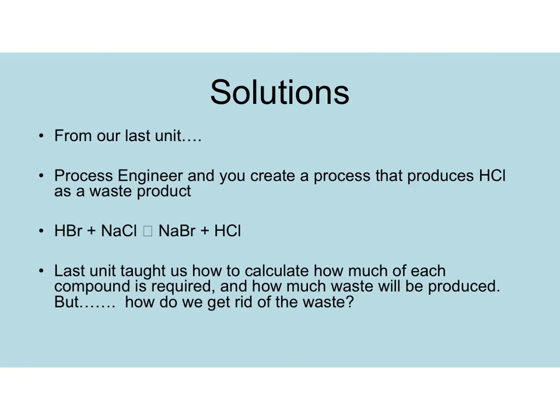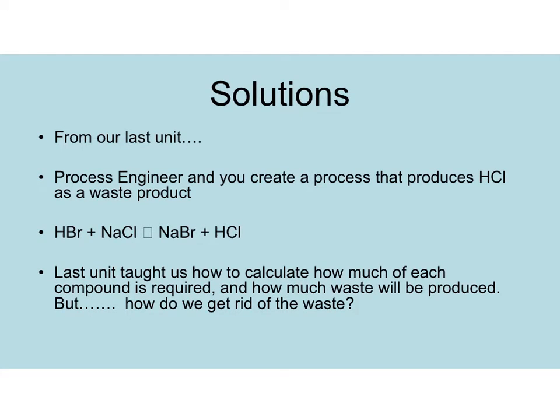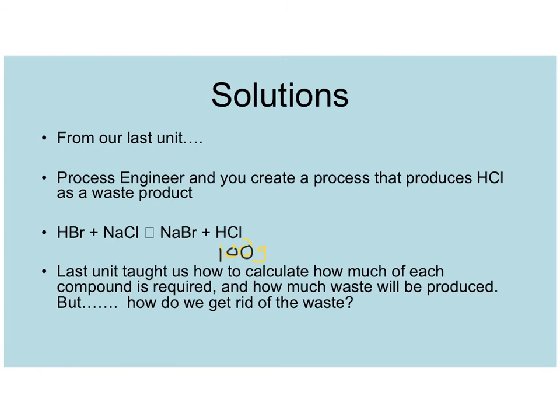So why is this important? Well, from our last unit, a process engineer would create a process that, say, produces HCl. Say you wanted to produce 100 grams of NaBr, and HCl is what we call a waste product. It's a product that you want to get rid of. You were trying to make NaBr and HCl was made, and you have 100 grams of it and you're trying to get rid of it.